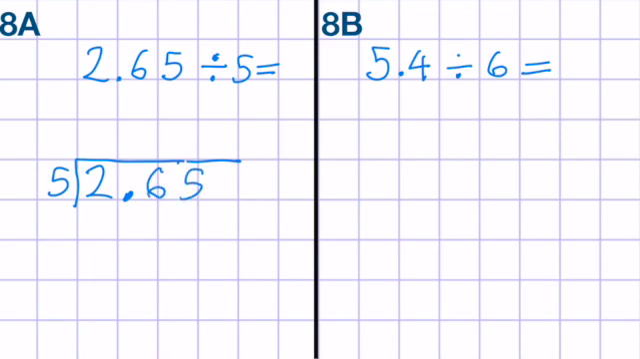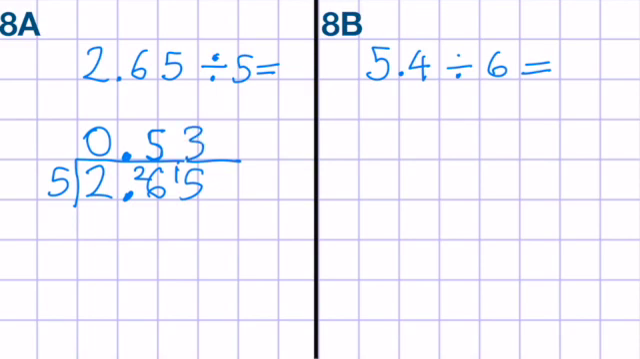2.65. 5 goes into 2 0 times. Now, I need to have my decimal place in the same place above as it is below. And now I'm carrying the 2 across. 5 goes into 26 5 times, because 5 times 5 is 25. Now, 26 take away 25 is 1, so there's a remainder of 1. So 5 goes into 15 3 times.